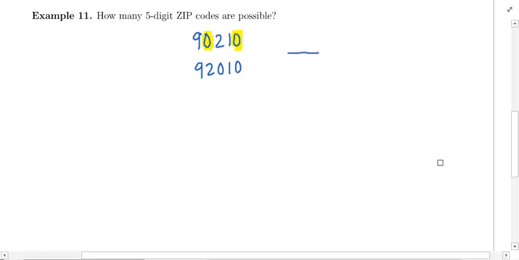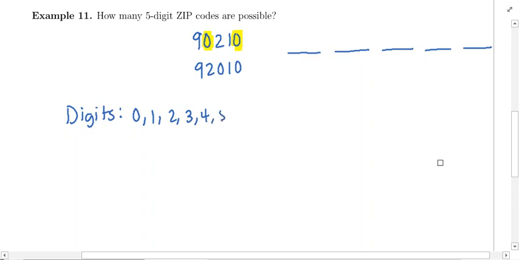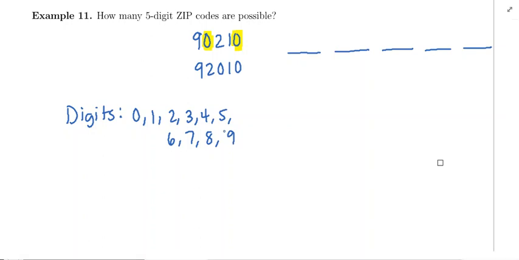So zip codes consist of 5 digits. I'm going to fill in the blanks here. The digits that we can use are our familiar 10 digits: 0, 1, 2, 3, 4, 5, 6, 7, 8, 9. We don't have any restrictions here, although I'm sure there are some things that are not allowed, like maybe you can't have all the same number as a zip code, like 11111. We're not going to factor in those types of restrictions or anything else.